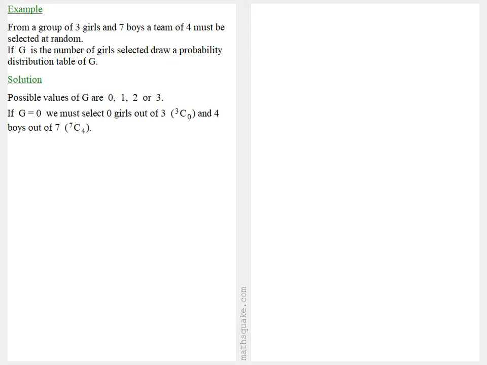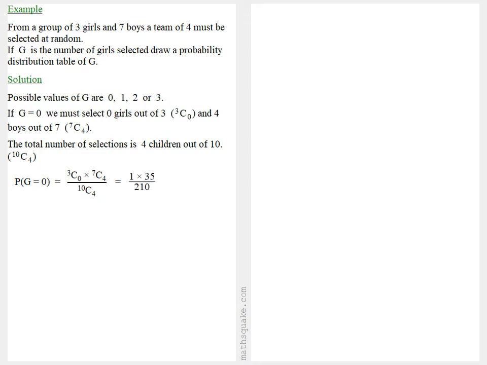So if G is equal to 0, we must select 0 girls out of 3, which is 3C0, and 4 boys out of 7, which is 7C4. So the total number of selections is 3C0 times 7C4. And the total number of selections altogether is 4 children out of 10, which is 10C4. So the probability of getting no girls is 3C0 times 7C4 over 10C4, which is 1 times 35 over 210, or 35 over 210. This cancels to 1 over 6.